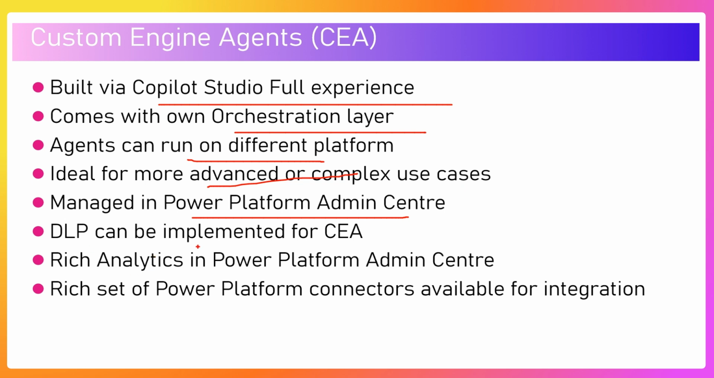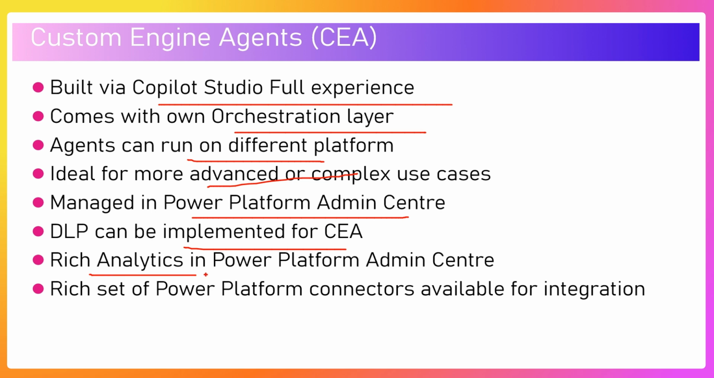Now data loss prevention can be implemented for CEA. So this feature is not available for the declarative agents directly, but DLP can be implemented for custom engine agents. So with the Power Platform environment data loss prevention policy, you can exactly specify that you don't want the agent to use say X connector, like say I don't want data to be passed on to say Twitter or Facebook or maybe Google services. You can set those specific policies within Power Platform Admin Center.